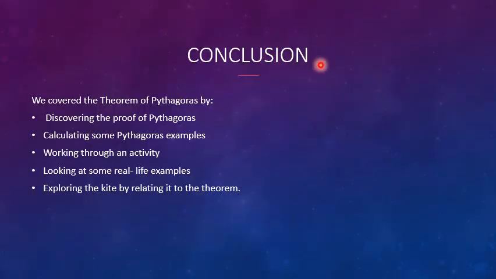In conclusion, what we covered in this video was the theorem of Pythagoras, and we did this by discovering the proof of Pythagoras and also calculating some of Pythagoras' examples. Then we worked through an activity, and then we looked at some real-life applications, and finally we explored the kite by relating it to the theorem. I hope that this video was informative, and this brings us to the end of the theorem of Pythagoras.